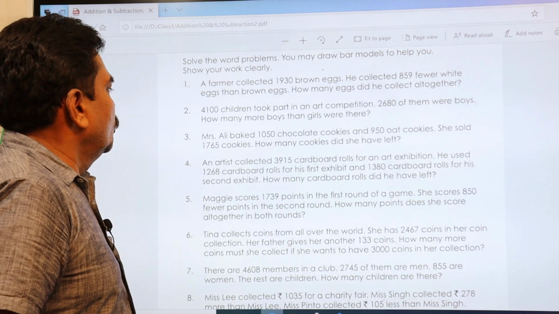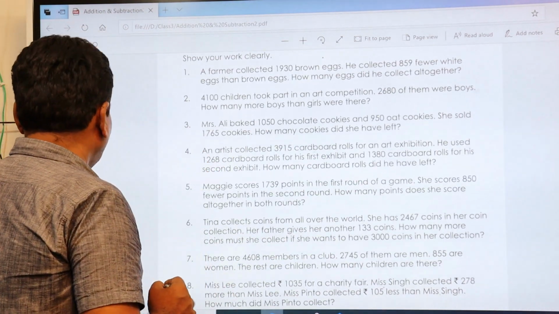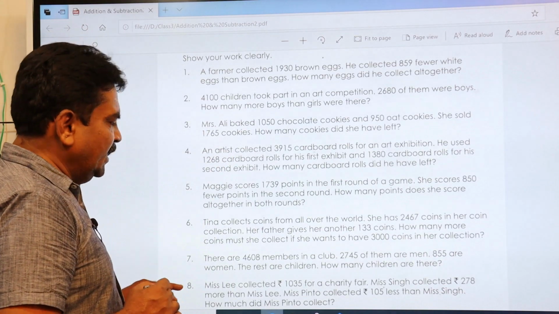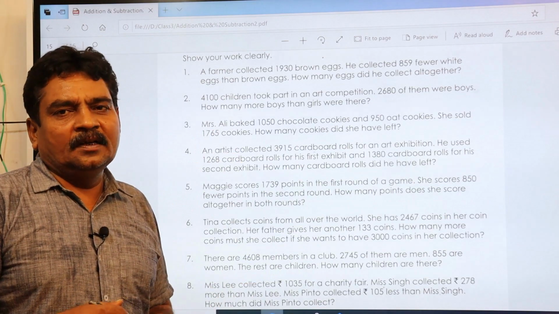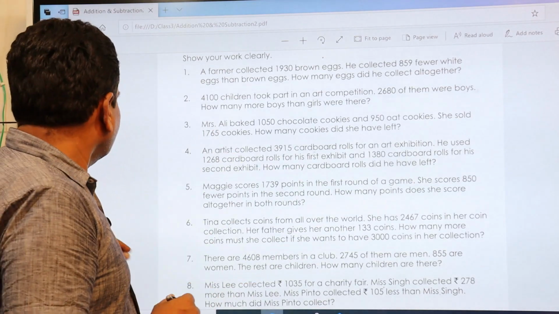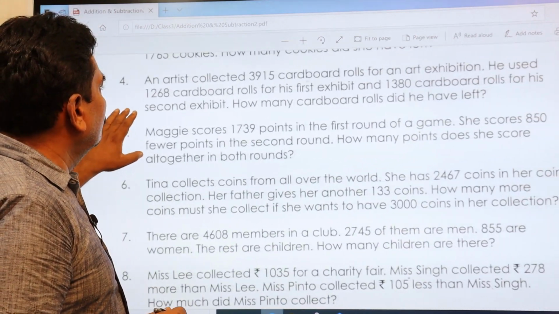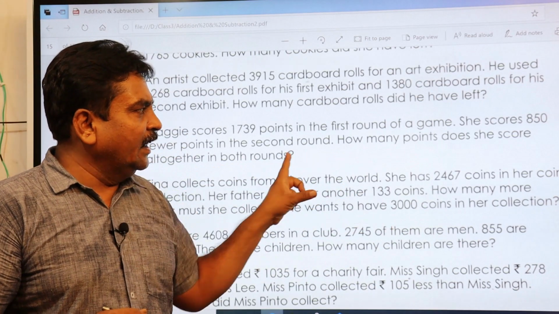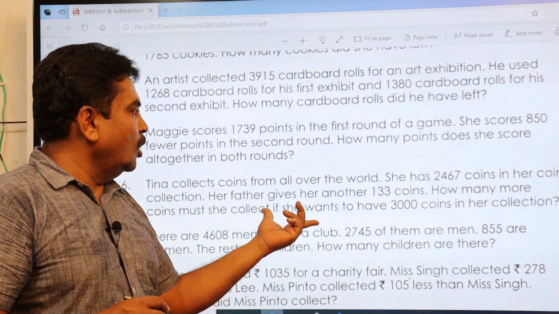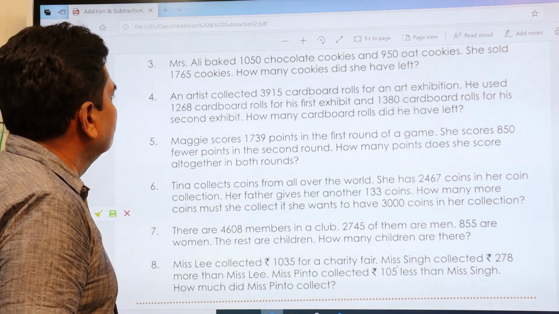Which one do you want me to do? I'll do the 4th one, the 6th one and the 8th one. I'll do 3 problems. Let's do it. I'll take the 4th problem and do it here in the white space. Please understand and copy. Let's do the 4th one.